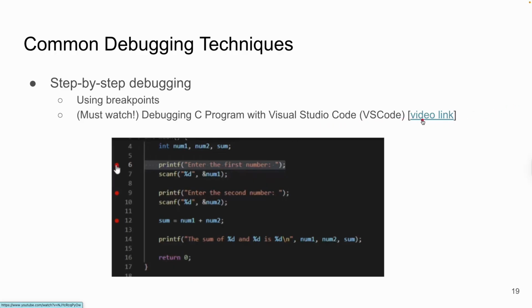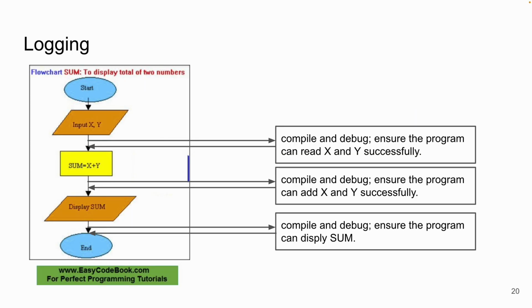And I provide a video link here. This video will teach you how to set up breakpoints in VS Code. I strongly recommend you check out this video, or you can find videos in Chinese on YouTube. So logging is kind of like this. In every step of our code, I continue to ensure all the important variables are operated on successfully, so I print out the information before every important step.